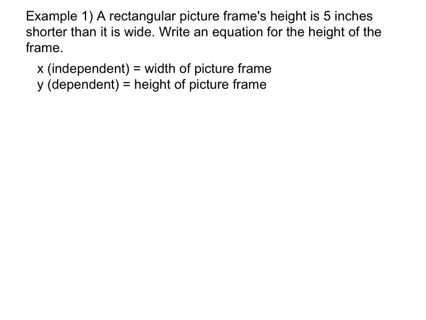It says that the picture frame's height is 5 inches shorter. Another way to say that would be minus 5. So the paraphrase might be that the width minus 5 equals the height. We're going to go ahead and write our equation based on that. So here's our equation. X minus 5 equals y.